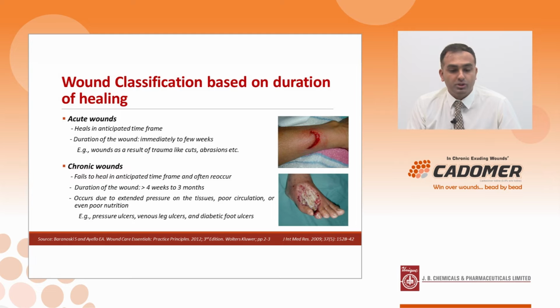That is the reason why those kinds of wounds are said to be chronic wounds. If you look at examples of acute wounds, a minor trauma, a minor cut or an abrasion are all examples of acute wounds. And examples of chronic wounds are pressure ulcers, venous leg ulcers and diabetic foot ulcers. And our product Cadomer is specifically indicated for chronic wounds like pressure ulcers, venous leg ulcers and diabetic foot ulcers. So we would be dealing with all these indications much more by and large when we launch our product.